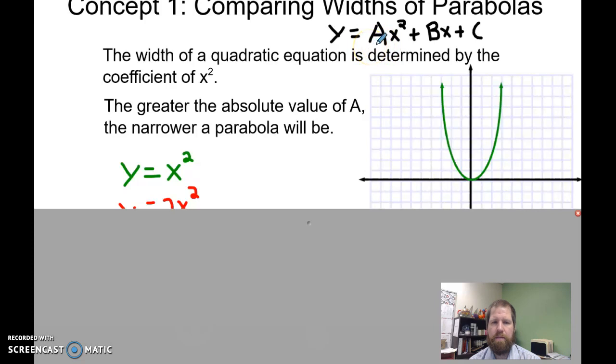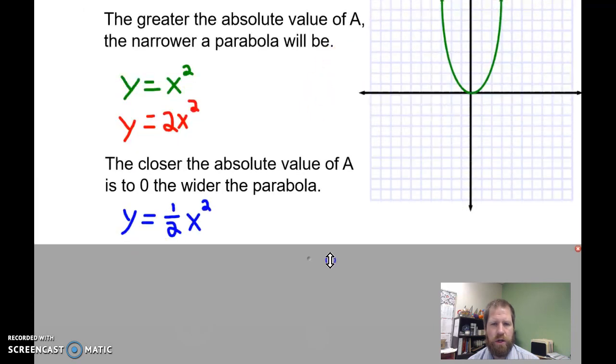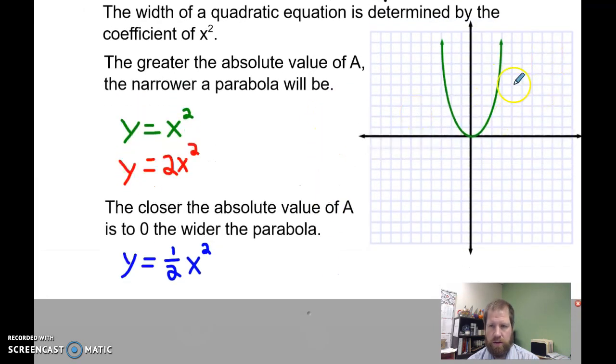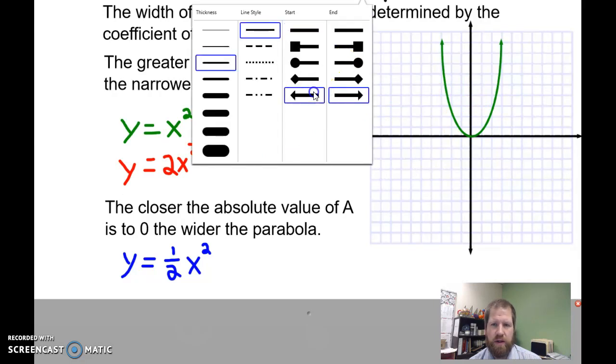The greater the value, the narrower it's going to be. But if it's a really large negative number, it's still going to be very narrow. It's just going to be pointing down instead of up. So we can see right here we have our parent function. And then here we have 2x squared. We have y equals 2x squared or f of x equals 2x squared.